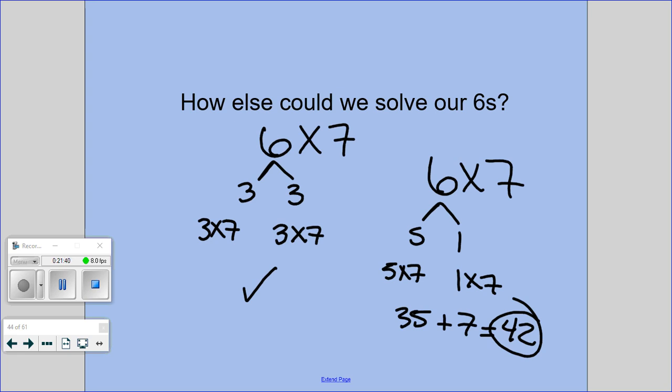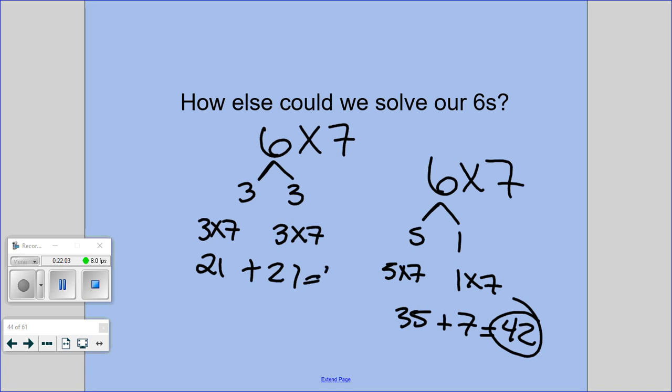If you don't like 3 times 7, don't do it that way. Break it apart with 5 and 1. I will prove to you that it works with 3 times 7. Does anyone know what 3 times 7 is? Kate? 3 times 7 is 21. Yep, so I have 21 plus 21. That's what I did. Which equals what, Kate?